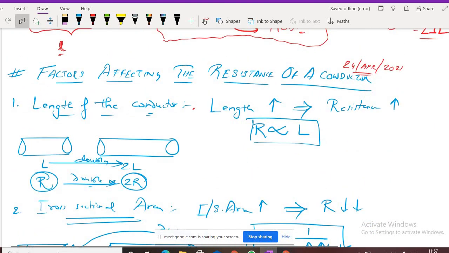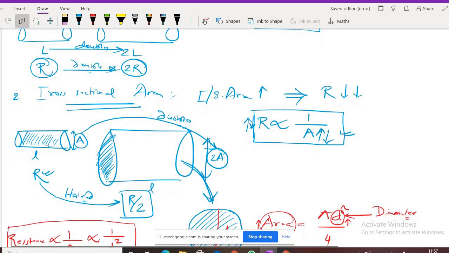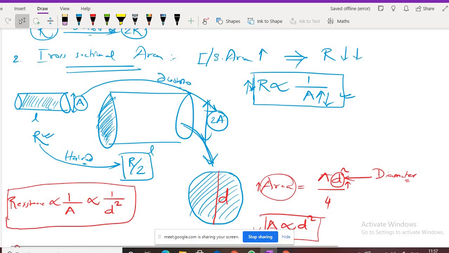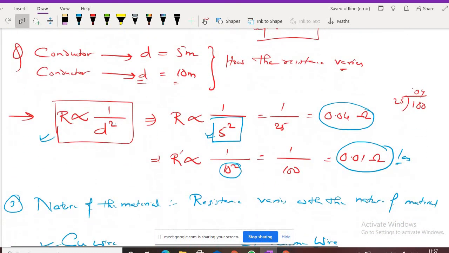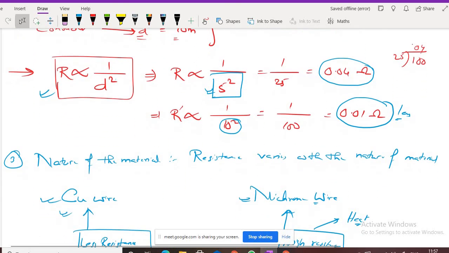We have studied today the factors affecting the resistance of a conductor. The first factor is the length of the conductor. As length increases, resistance also increases, directly proportional. After that, cross-sectional area. Resistance is inversely proportional to the cross-sectional area. Then we did a numerical to prove that resistance is inversely proportional to diameter square.